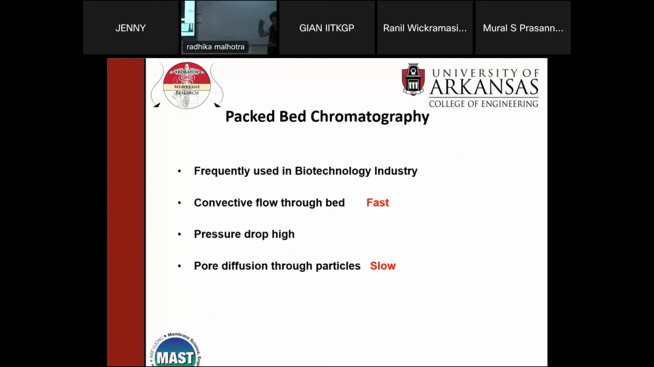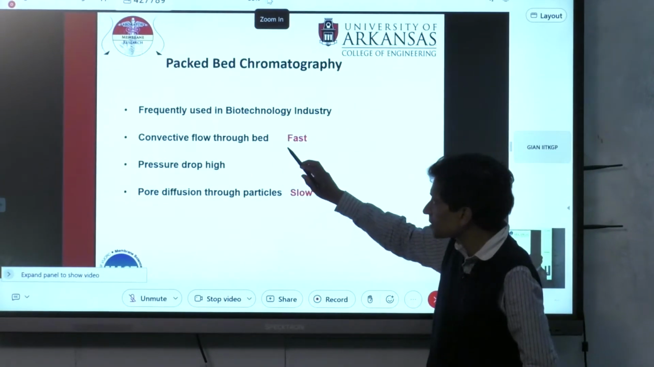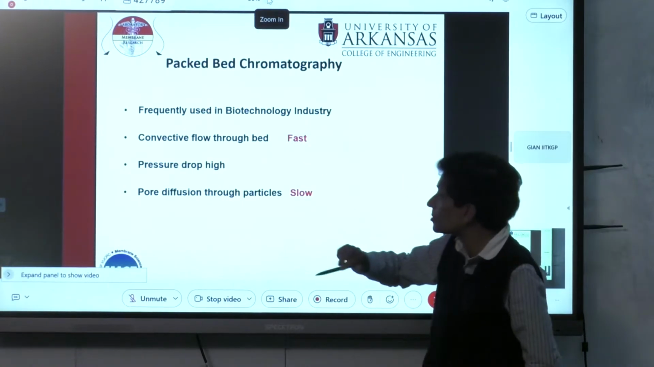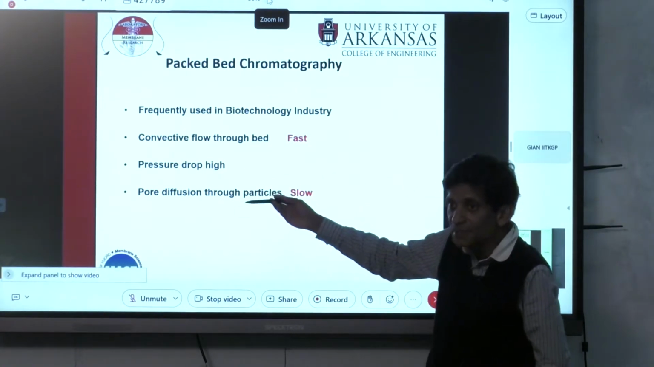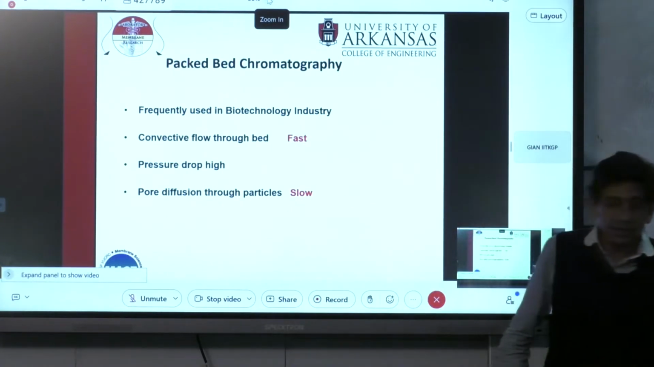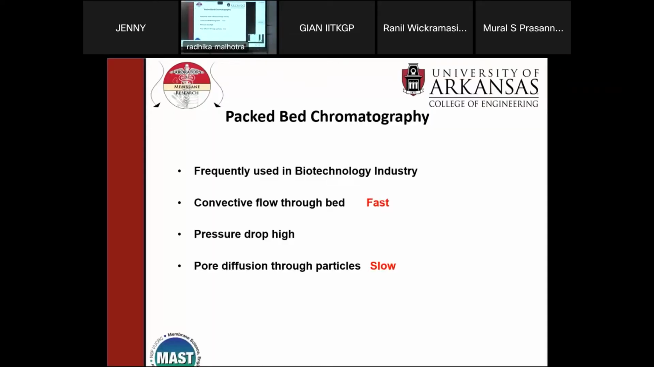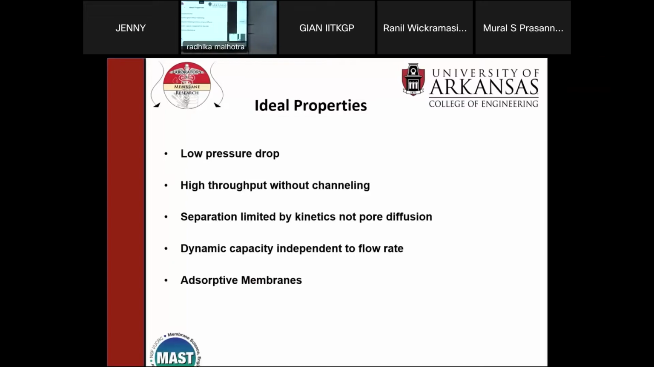So let me summarize that. Packed bed chromatography is frequently used in the biotechnology industry. Convective flow through the bed is fast for membranes, okay? Convective flow through the bed is slow for resins. We'd like to have it fast, convective flow through the pores. The pressure drop tends to be high in resins, but in membranes we can have that low. And pore diffusional resistances are rather high, so it's slow for resin particles, but we'd like to have the opposite. And so if we look at ideal properties, what we would like to have is a low pressure drop, high throughput without channeling.